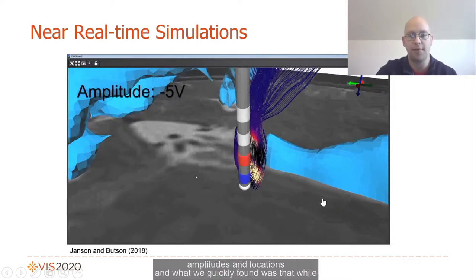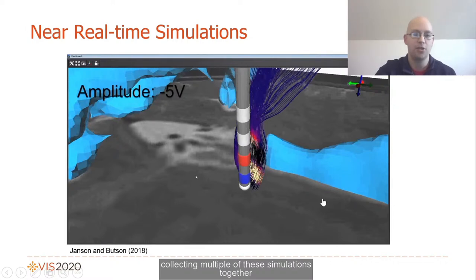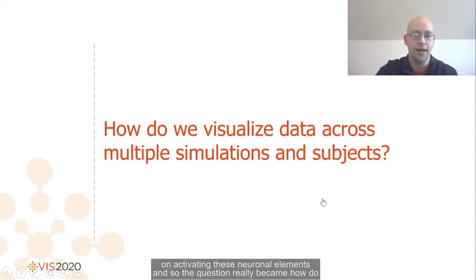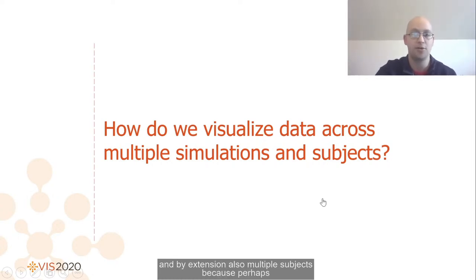And what we quickly found was that while this was very useful, one use case we didn't have in mind was collecting multiple of these simulations together and being able to visualize and compare differences in electrode positionings or different configuration types. And the limiting factor here was, how do we display all of this together? Essentially, a surgeon would go through and test several different positionings, but then we needed to give them feedback about their entire plan and how each of those plans may differ on activating these neuronal elements. And so the question really became, how do we visualize data across multiple simulations, and by extension, also multiple subjects?